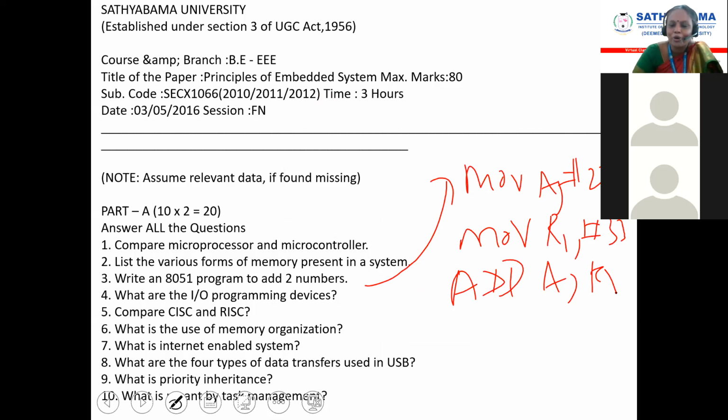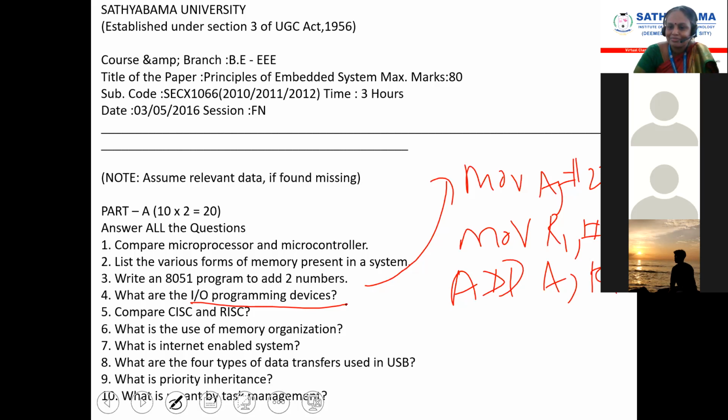Very good. What are the IO programming devices, ma'am? Input output programming devices. Whatever I am connecting to the microcontroller, all are programming devices only. What are input output programming devices? Timer, clock, serial ports, analog to digital converter, digital to analog converter. Whatever is interfaced to the microcontroller, all are IO programming devices. Okay, very good, ma'am.